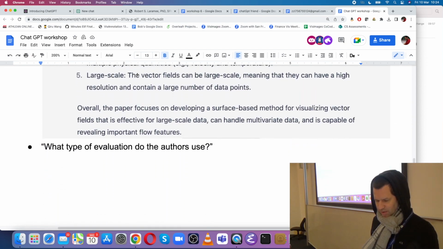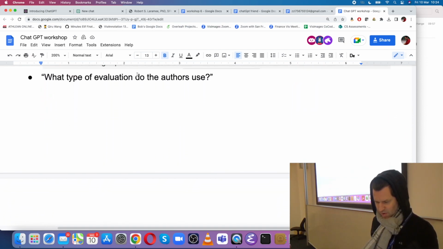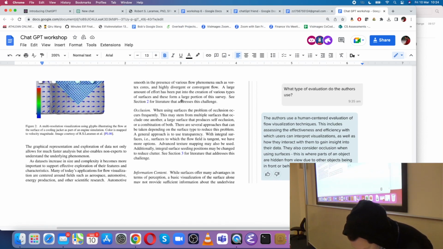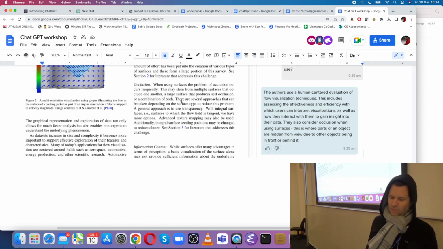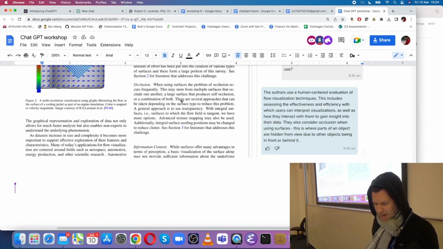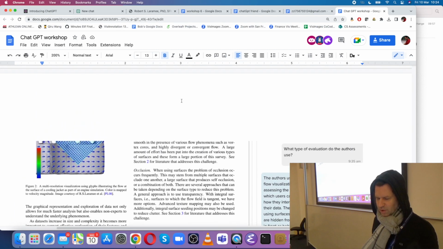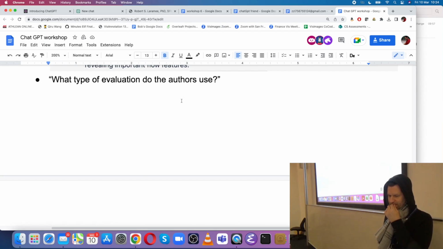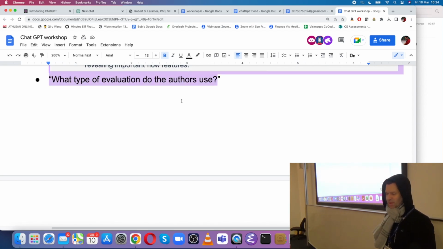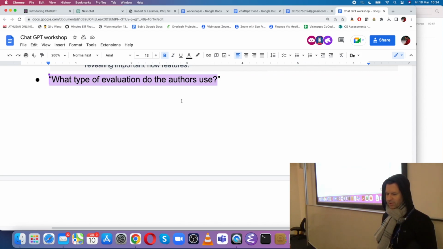What type of evaluation do the authors use? This question, I don't know how to answer that, actually. The authors use a human-centered evaluation of the flow visualization techniques. This includes assessing the effectiveness, which is how they interact with them with the insight. They also consider occlusion. I don't know what to think of that because I'm not sure how this question applies to a survey paper or a literature review. I'm just not sure. I don't even know how I would answer that question myself for a literature review.